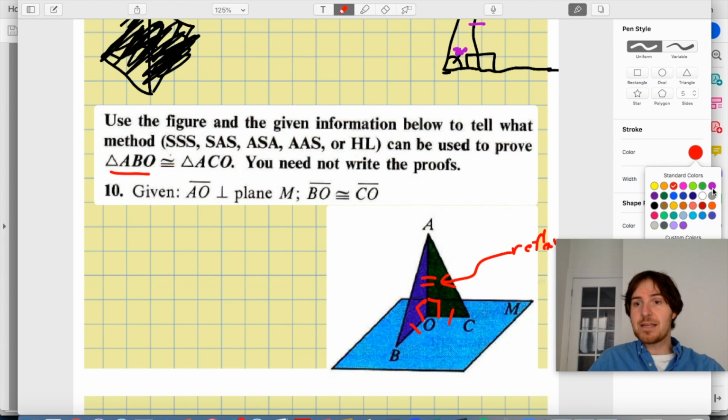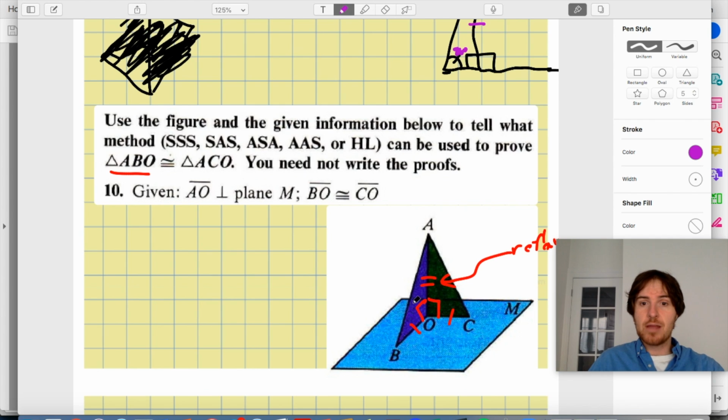So the thing that's going to get this triangle on the left congruent to this triangle on the right is a side. These two sides are congruent because they're the same thing. These two angles are congruent because they're both right angles. They both measure 90 degrees. And BO and CO are congruent because that's a given premise of this problem here. So through an SAS correspondence, the two triangles are congruent to one another. So my answer here is just going to be SAS. Simple as that. Nice and quick here, okay?